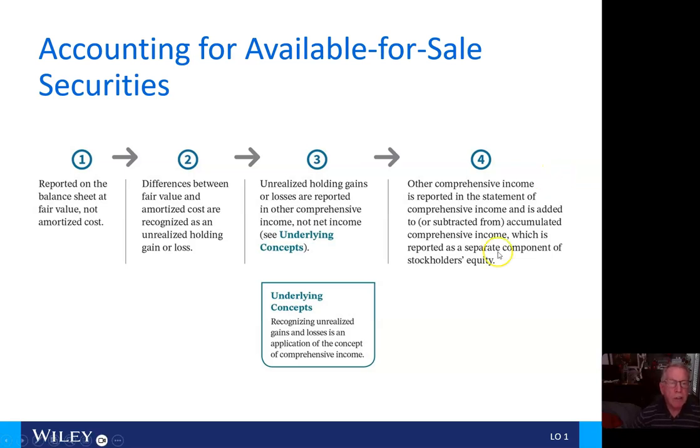Okay, and then finally, other comprehensive income is reported in the statement of comprehensive income and is added, or in some cases subtracted from, accumulated comprehensive income, which is reported as a separate component of stockholders' equity. Stockholders' equity. Even though it's income, it's part of equity here. So that's a little different than what you're used to, I believe.